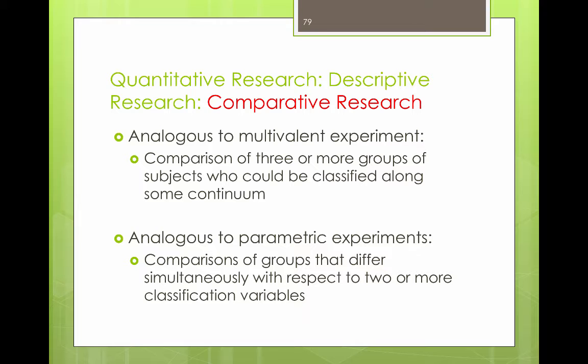Passive observation. It could be considered analogous to a multivalent experiment, which is experimental empirical, when you compare three or more groups of subjects who could be classified along some continuum. Or it could be analogous to a parametric experiment, where you compare groups that differ simultaneously with respect to two or more classification variables.